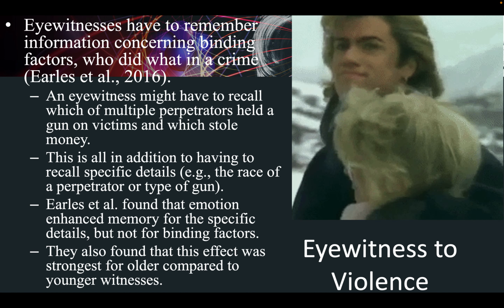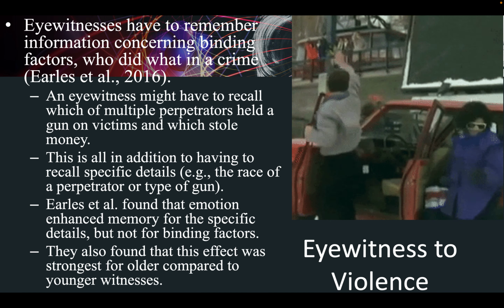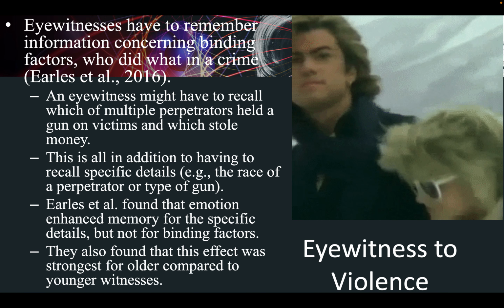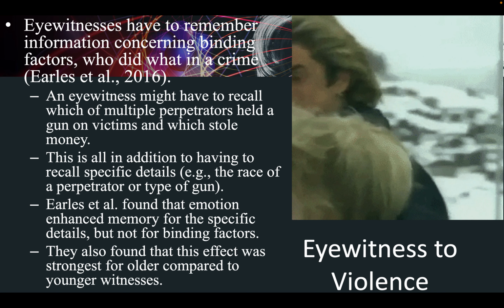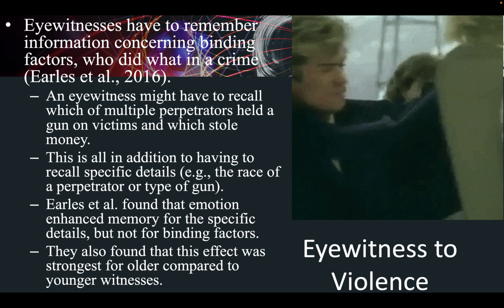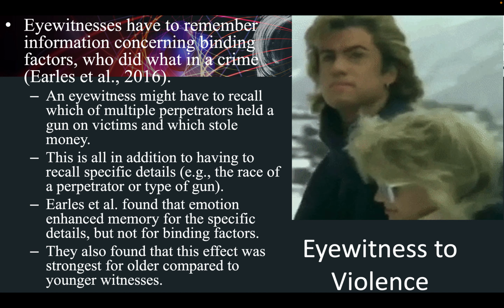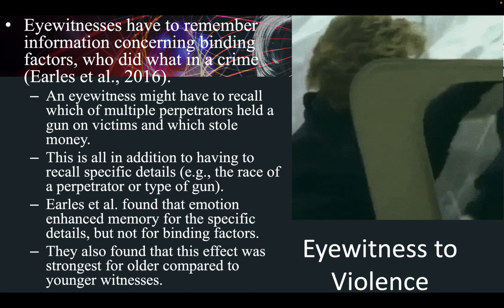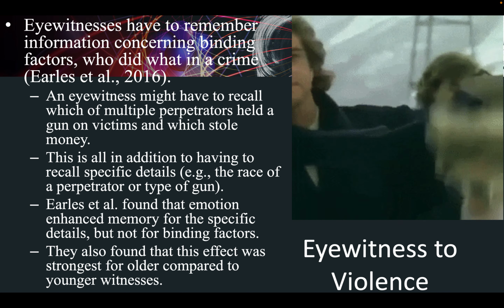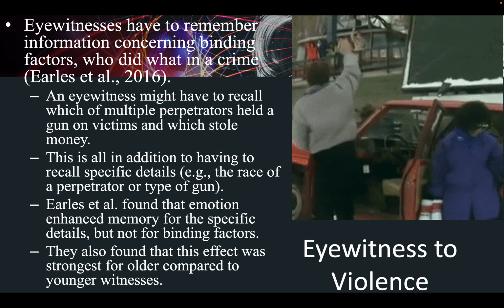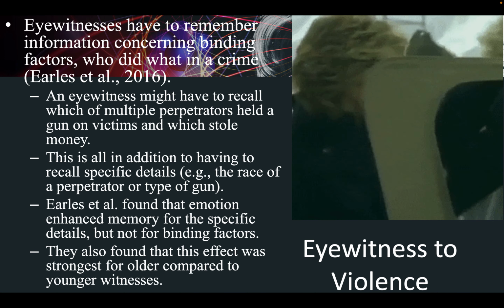Eyewitnesses have to remember information concerning binding factors, who did what in a crime. An eyewitness might have to recall which of multiple perpetrators held a gun on victims and which stole money. This is all in addition to having to recall specific details, for example, the race of the perpetrator or the type of gun. Earles et al. found that emotion enhanced memory for the specific details, but not for the binding factors. They also found that this effect was strongest for older compared to younger witnesses.